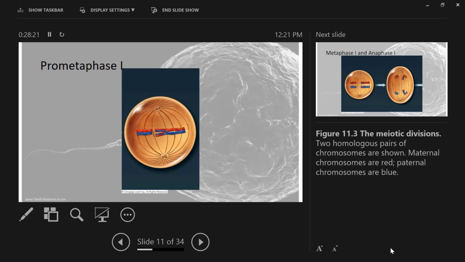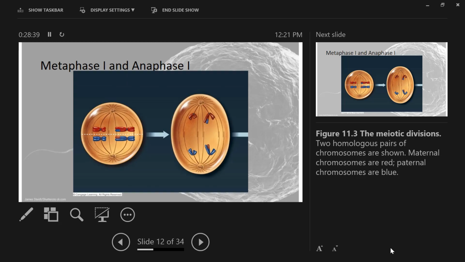Here we have prometaphase I. Our kinetochore microtubules have made contact, but look at this. One of them's contacting this chromosome 1, one of them's contacting that chromosome 1. There's nothing attached to this sister chromatid. You see that? There's nothing attached to this sister chromatid. Okay? There's prometaphase I. Here's metaphase I.